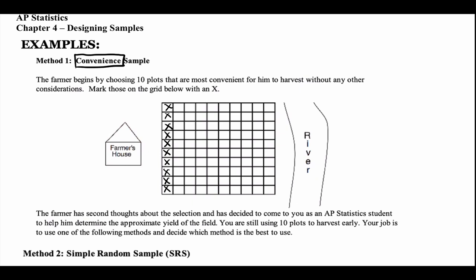I go to River Park at 3 o'clock or 4 o'clock, let's say right after this, I go to River Park at 4 o'clock and I go ask people questions. That is 100% a convenience sample because it's easiest for me. I got off of school. I can go right there before I go home. I'll drive down there and get a sample. It's not a good sample because it was convenient to you.